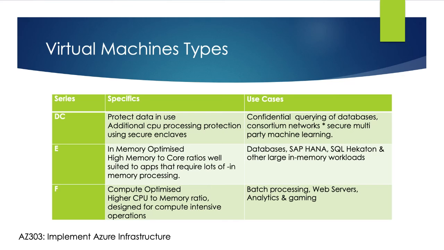Almost the opposite to the E-series is the F-series, which is compute optimized. These have a higher CPU to memory ratio and are designed for compute intensive operations that need to be able to store lots in memory while doing that. So think batch processing, web servers, analytics and gaming.